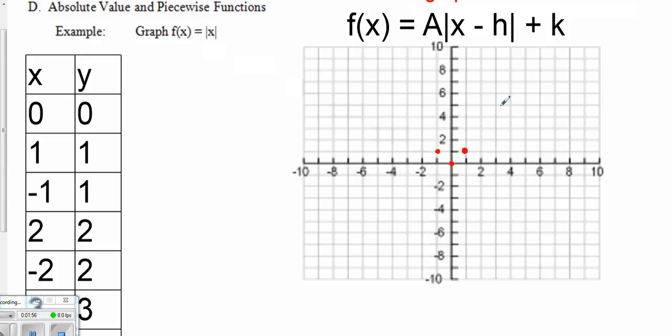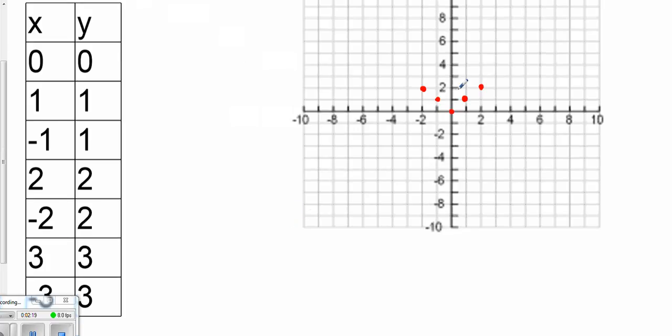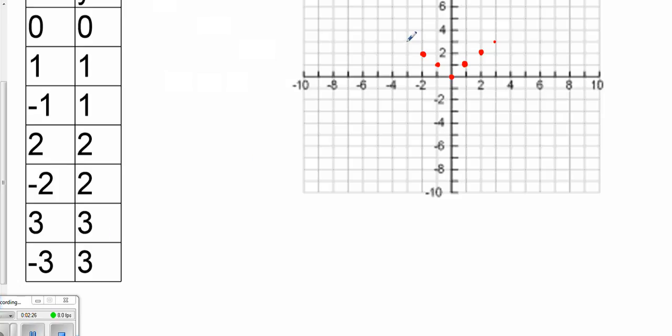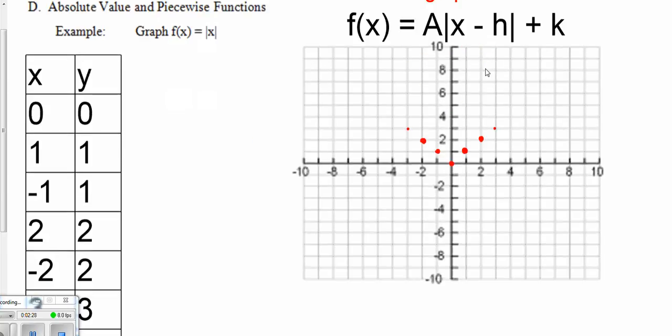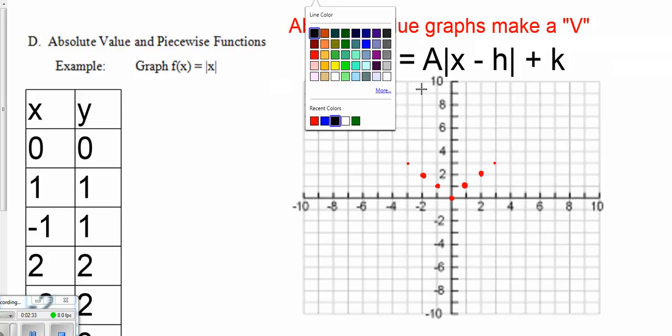Notice, this is not making a straight line. This has to change direction somewhere, because it's going down right here, it's going up right here. So let's plug in some other points. If you plug in 2 for x, well, the absolute value of 2 is 2. But same thing, if you plug in -2 for x, well, the absolute value of -2 is positive 2. If you plug in 3 for x, absolute value is 3. If you plug in -3 for x, absolute value is still positive 3. You should be able to see after a while now the pattern that is being made.